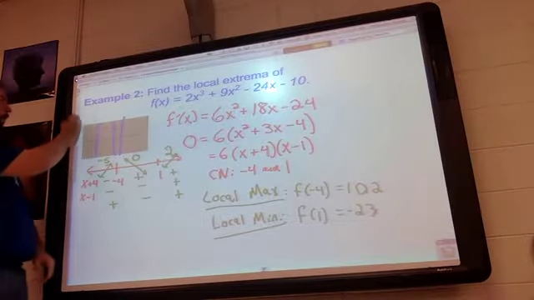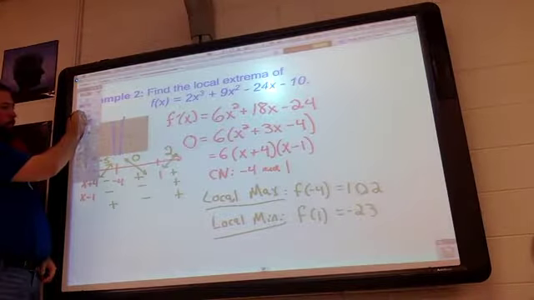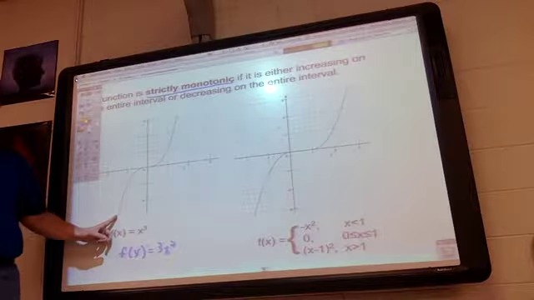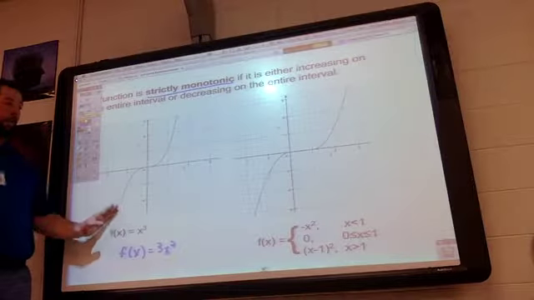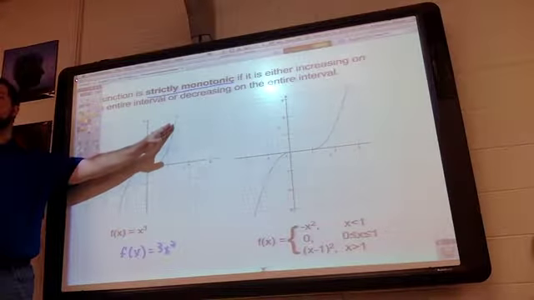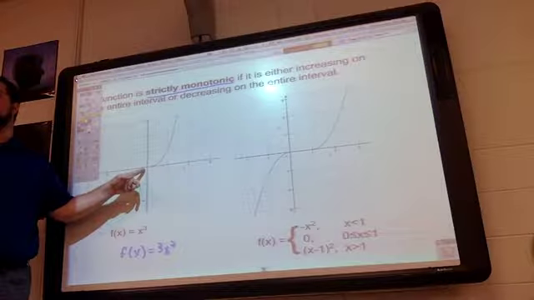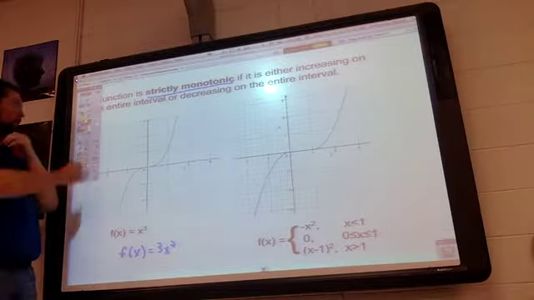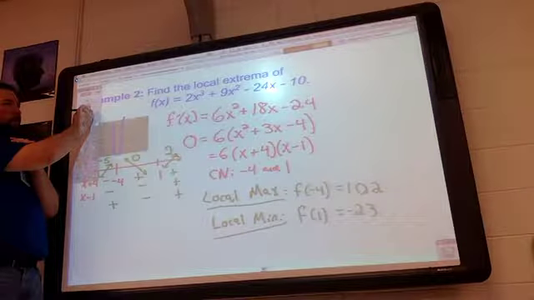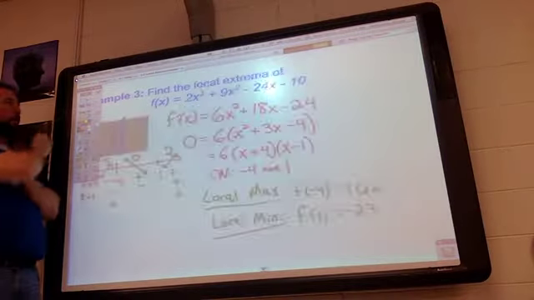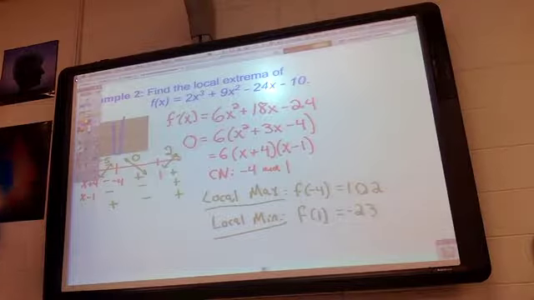For example, on this problem right here, you'd have a critical number at 0. But to the left it's going up, to the right it's going up, so there's not a local extreme in here, even though there's a critical number. Fermat's theorem says that if you have a local extremum, it's going to happen at a critical number, but it didn't guarantee a critical number gave you the local extremum.